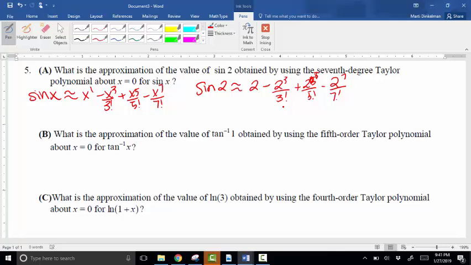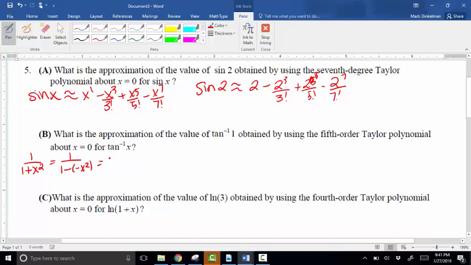On part B, I don't have tan inverse memorized. There's a couple ways to do it. I think the way that makes the most sense to me right now is to remind myself what the polynomial is for 1 over 1 plus x squared, which is 1 over 1 minus negative x squared, which is the sum of negative x squared to the n, if we use that geometric formula. That will be easiest for me when I take the antiderivative here in a second, to write it this way.